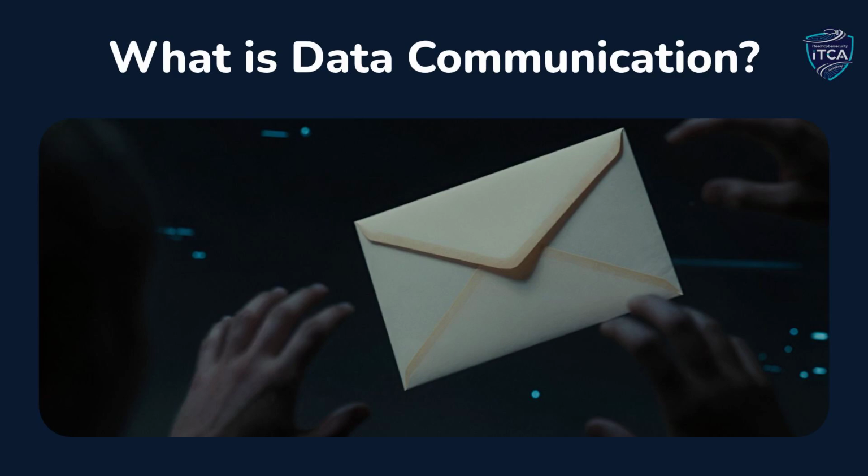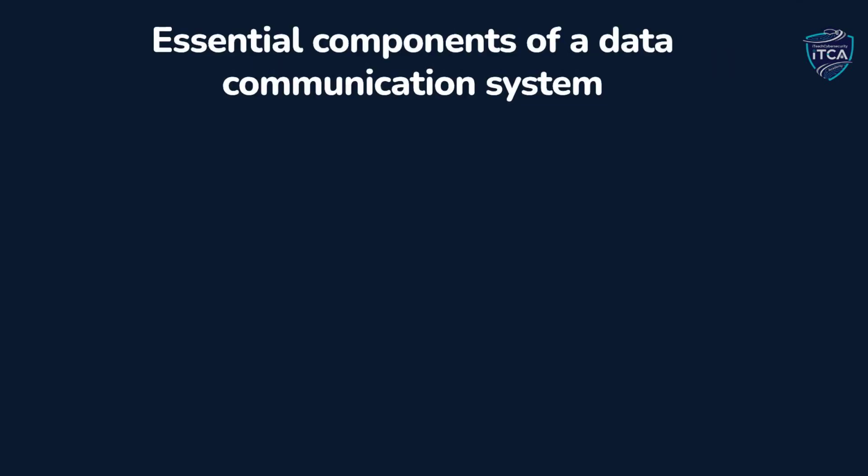A good way to think about data communication is like sending a sealed envelope. The sender matters, the receiver matters, the contents matter, but the journey matters just as much. Cybersecurity is largely about protecting that journey. Every data communication system is built from 5 essential components, and understanding them helps us see exactly where security controls are needed.